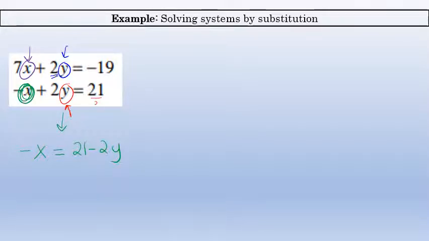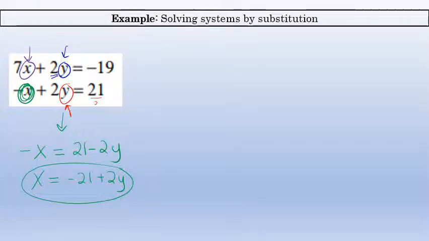So what I'll do is divide every term on both sides of the equation by -1, which yields x equals -21 plus 2y. And this is the result of step 1, solving one of the equations for one of the variables. I chose to solve the bottom equation for x.